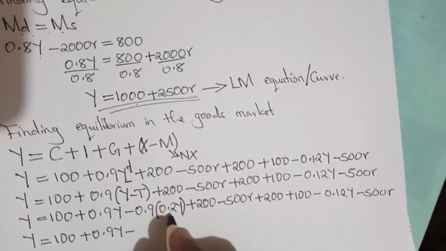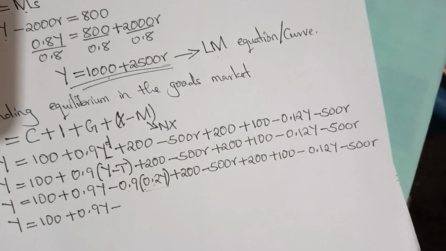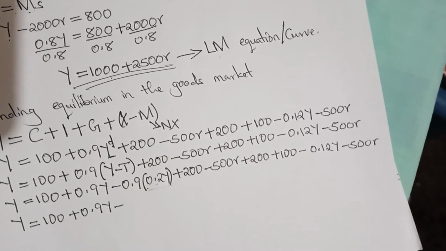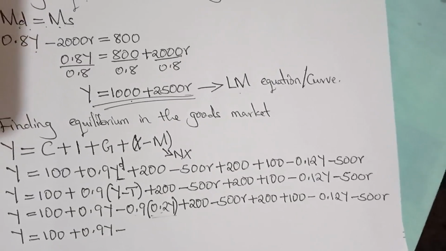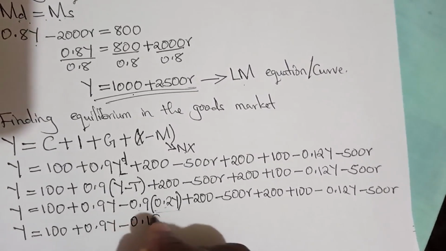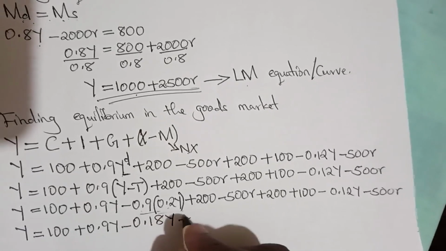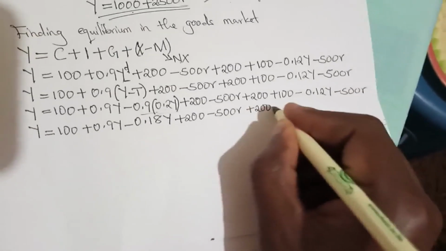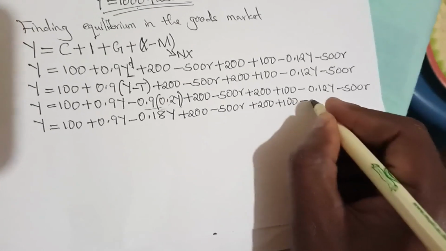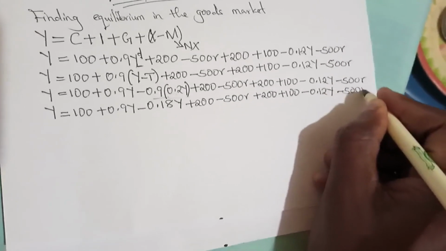You multiply 0.9 with 0.2. Let me multiply, guys, 0.9 times 0.2, you're going to get 0.18. So here it is 0.18 Y. Remember, you have opened this bracket here, so plus 200, you subtract 500 R, you add 200, you add 100, you subtract 0.12 Y, you subtract 500 R.